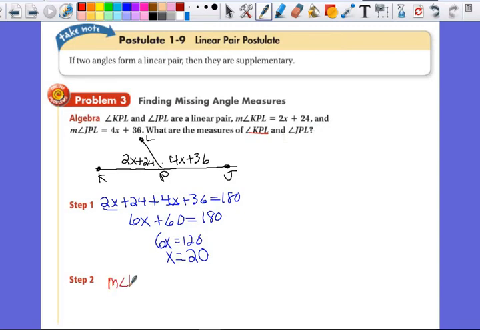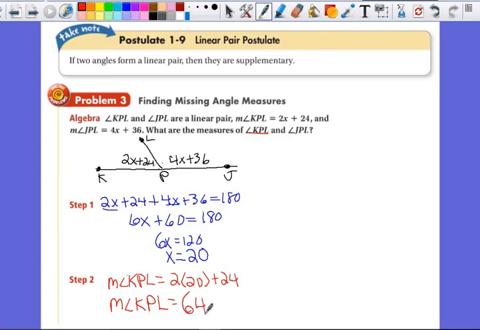The measure of angle KPL equals 2 times, in place of x, we're going to put 20, plus 24. When we put all of that in, 2 times 20 is 40. 40 plus 24 is 64.